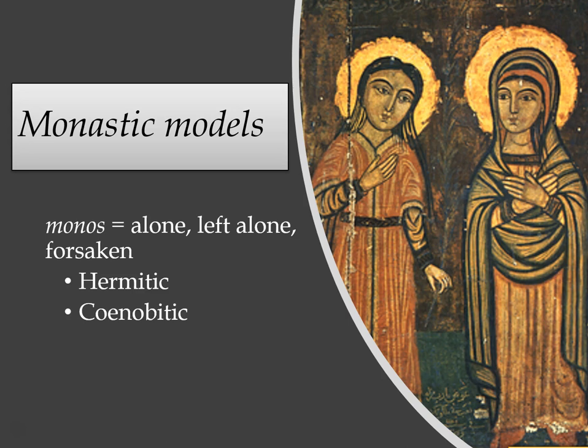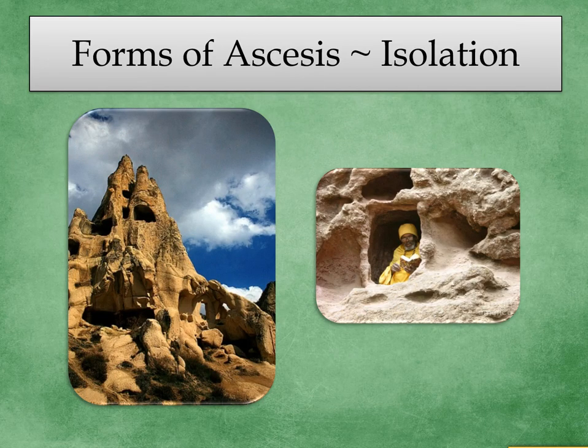Irrespective of the model, whether one is a hermit or whether one is a Cenobite, all monastic life involves some form of asceticism. So let's take a look at the different types of ascetic behaviors in which monastic figures engage. One key form of ascesis is isolation, and that might mean one of a couple different things. These are some Cappadocian cave cells. And inside these little holes here are beautiful little cells in which a monk might happily live, actually quite comfortably.